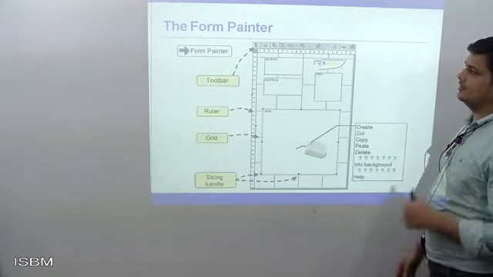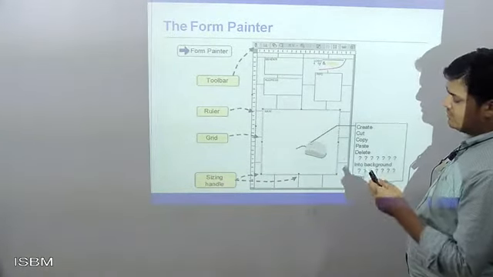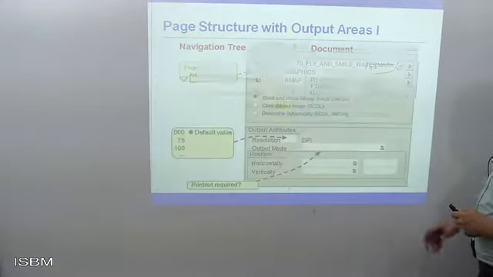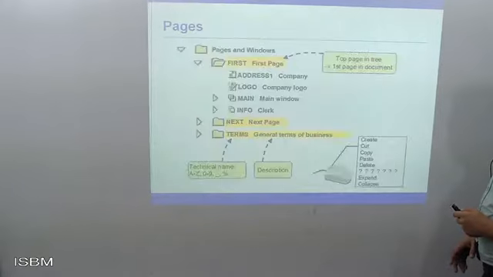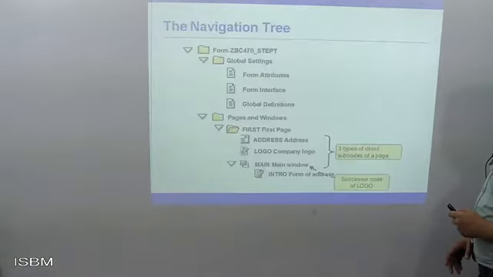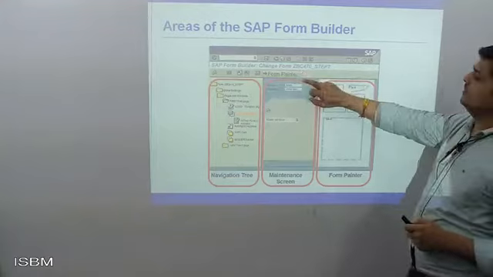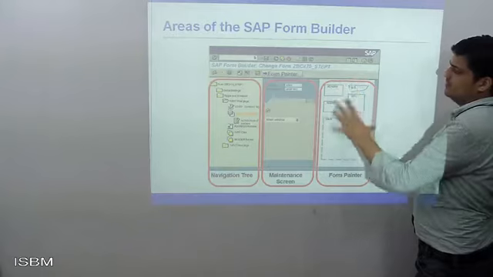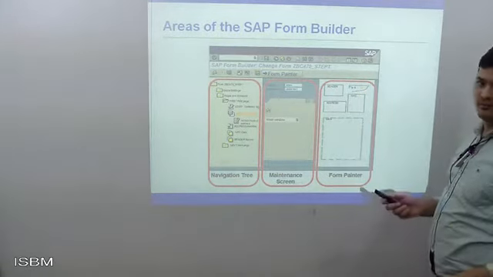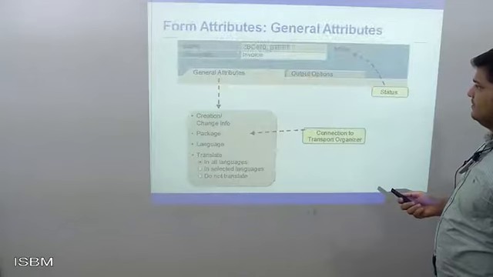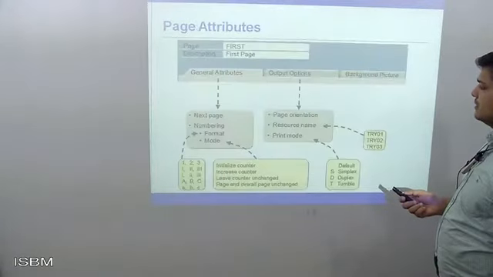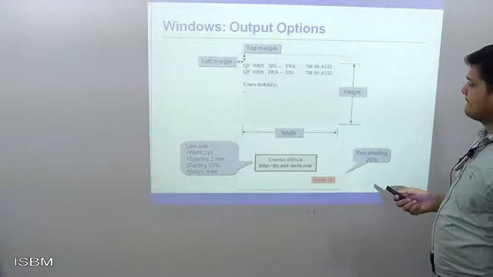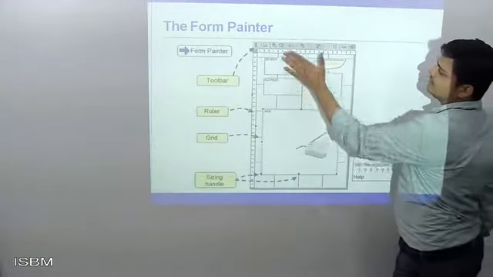Then we have a form painter over here. See, we have seen the form painter over here. This is the form painter. When you click this, a window will pop up and it will show you the form painter. So you can see the form painter over here.